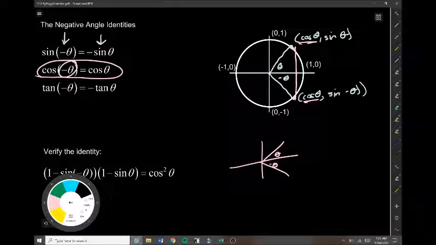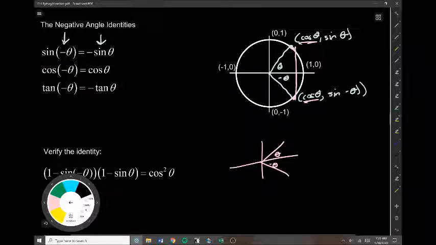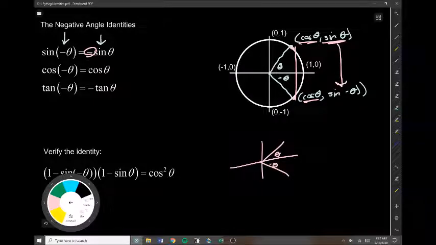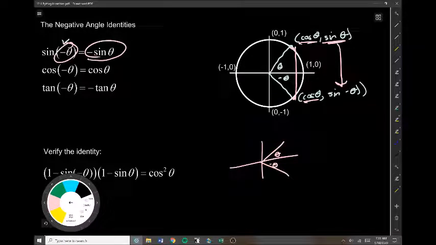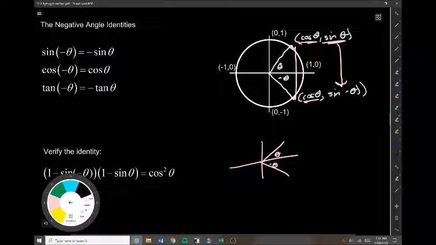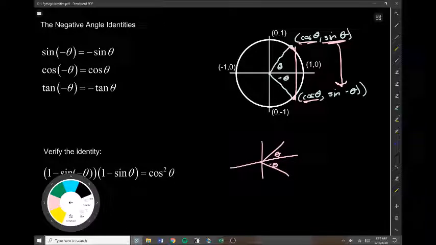If you switch the direction of the angle, the x value is not going to change, but the y value flips. The y value here was positive. This is going to be the same y value, but negative. So the y value is switching. That is why the sine of a negative angle is the same thing as the negative sine of the initial angle. The x value doesn't change, the y value switches. That's what we're saying here.